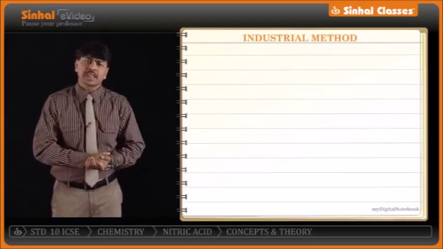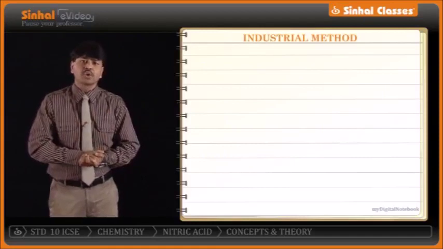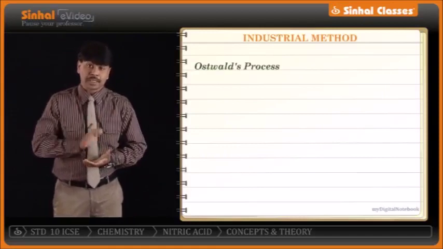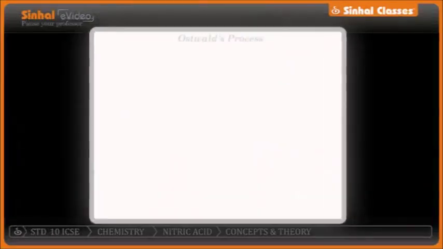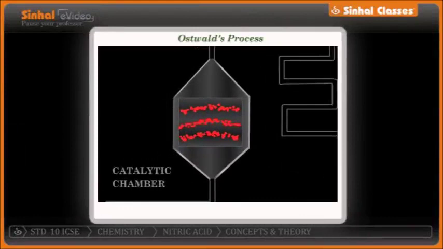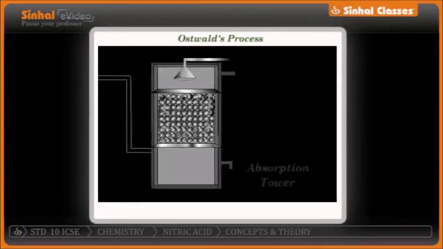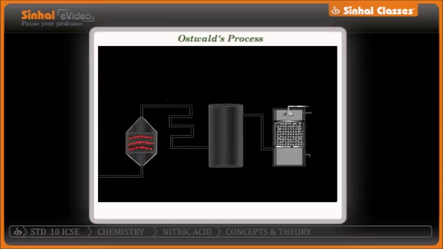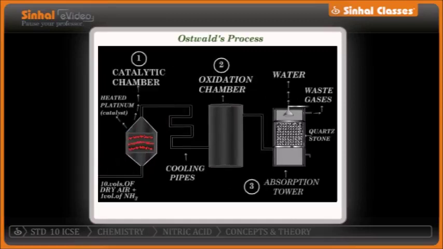So let's begin with the industrial method. In the industrial method, we are going to go for Ostwald process. Ostwald process is carried out in 3 chambers. To begin with, first is the catalytic chamber, second oxidation chamber, and the last absorption tower. In the catalytic chamber, we have packed the whole chamber with platinum, which will be used as a catalyst.